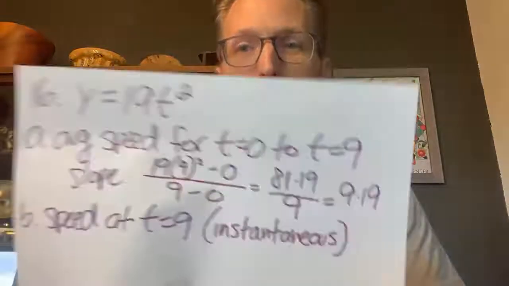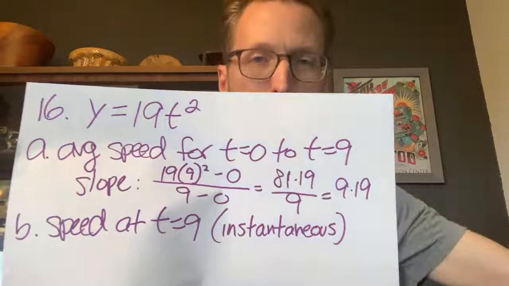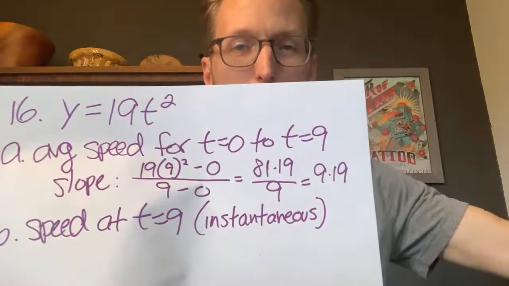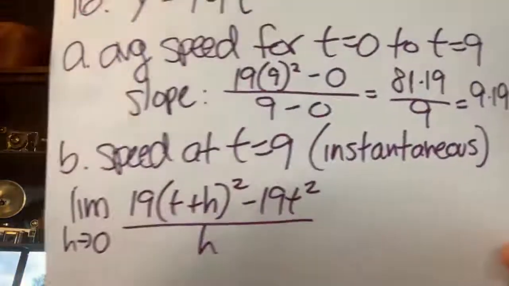So now that we know that, we could look back in our notes that we got from our first lesson, which goes back to pre-calc in May, learning the limit of the difference quotient at the very first time. So here it goes. I'm going to take the limit as h approaches 0 of 19 times (t plus h) squared minus 19t squared, all over h.